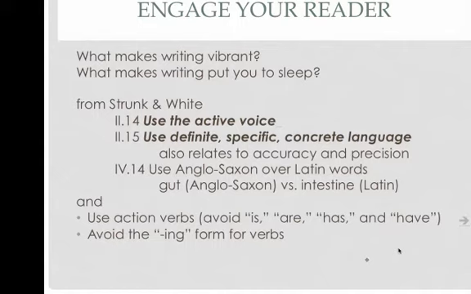Strunk and White also suggest that you use Anglo-Saxon over Latin words as appropriate. The Anglo-Saxon words are a little more choppy and to the point. So gut is an Anglo-Saxon word that's more Germanic, and intestine is Latin. The -ion words, the -ous words, those are all Latin. They're a little bit longer and a little more flowy. Just think about that. You might want to vary them. If you have a lot of Latin words, you might want to stick in a few of those more German-sounding ones.